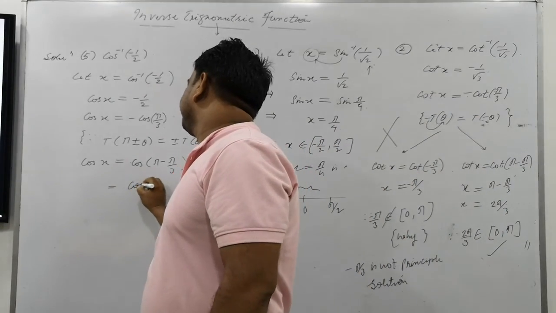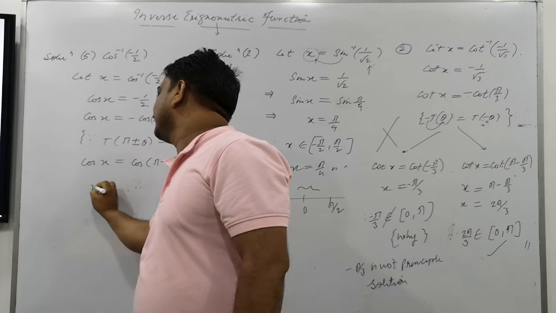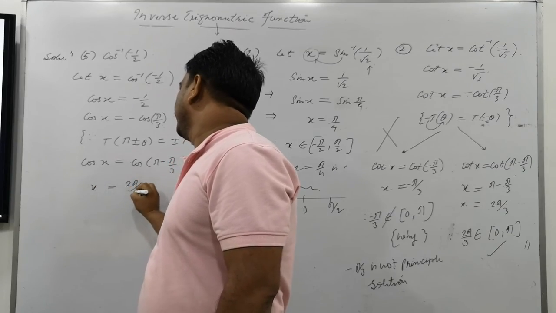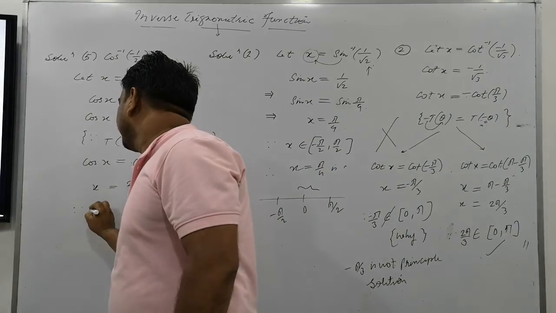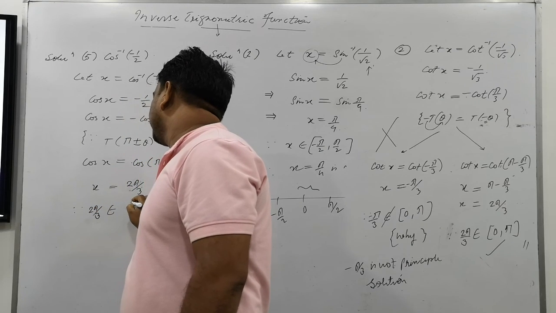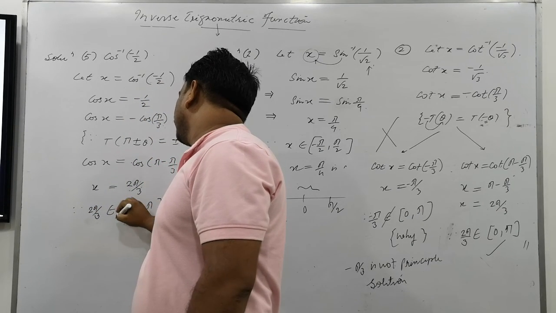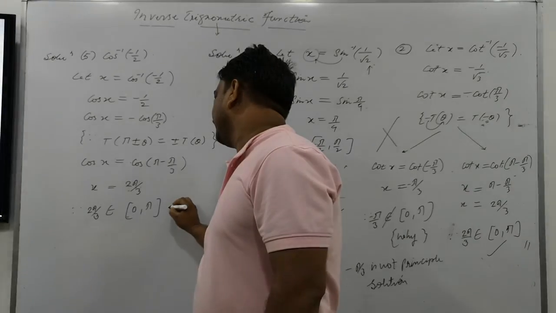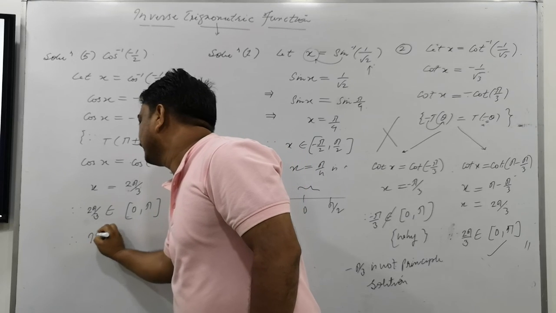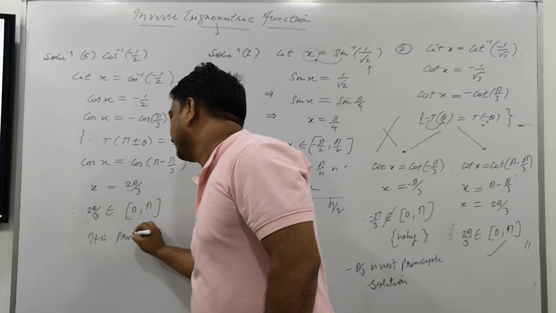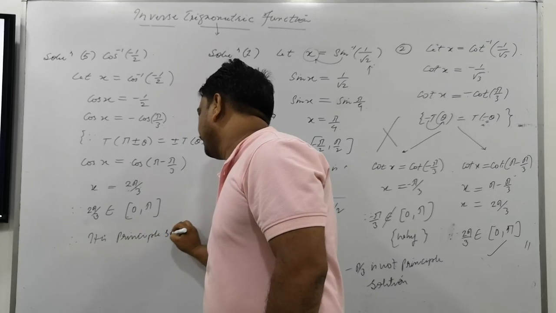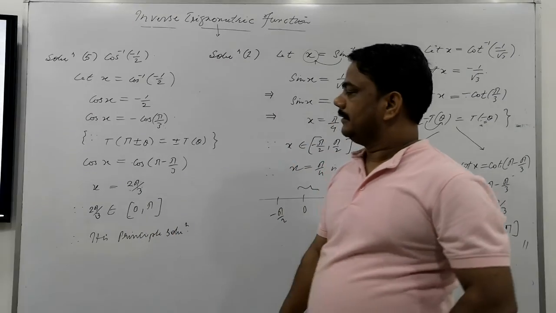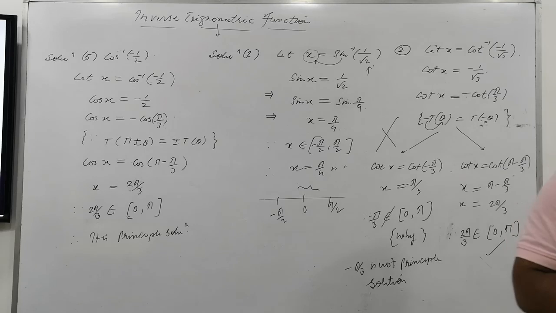So what will it be? Cos cancels, x is equal to what here? 2 pi by 3. Since 2 pi by 3 belongs to 0 to pi, closed or open? Closed. Okay, 0 to pi. Therefore, it is the principal solution. The answer is 2 pi by 3. Well understood or not? So I hope you can solve this question.